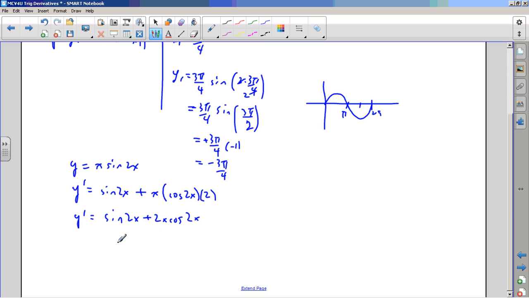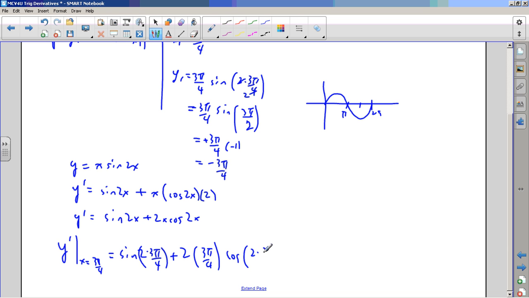And then now I want to find that derivative when x is 3 pi over 4. And again, I'm going to have to pull some of my advanced functions trig knowledge out. That doesn't scare any of you, does it? No problem. Trig was your favorite unit.